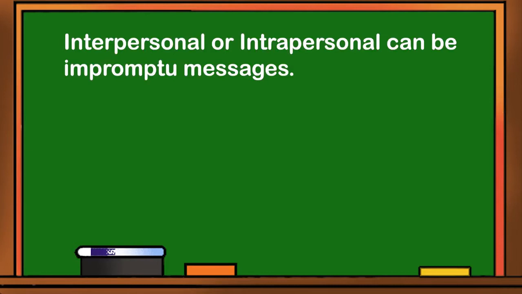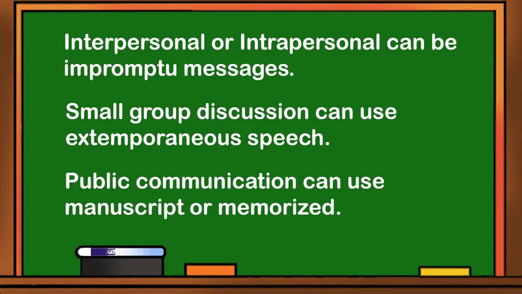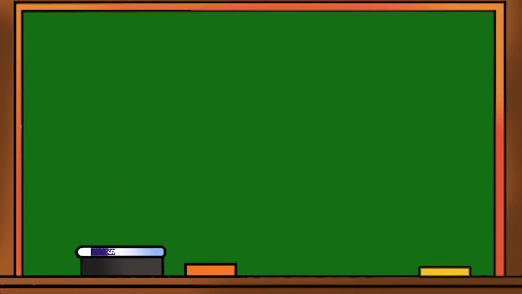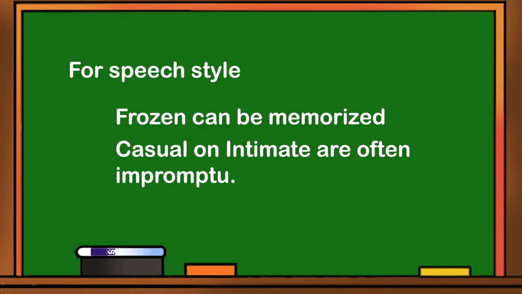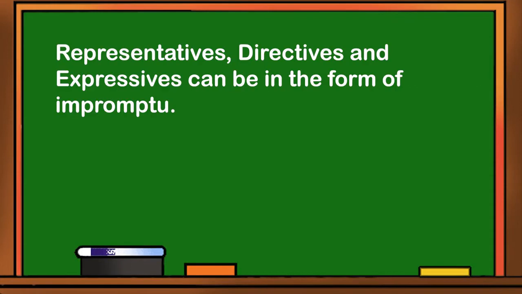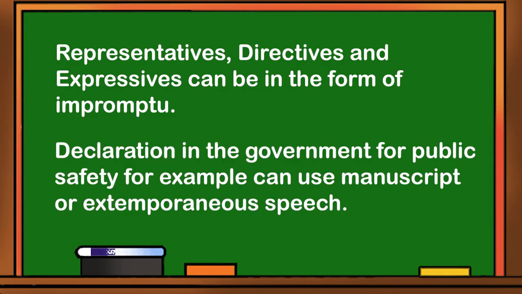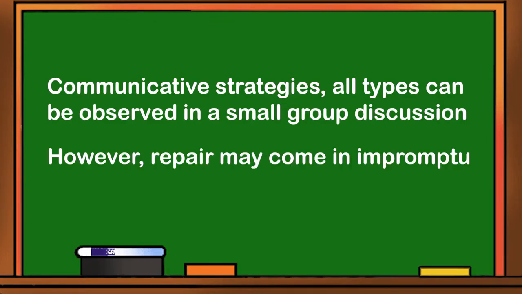Interpersonal or intrapersonal can be impromptu messages. Small group discussion can use extemporaneous speech. Also, public communication can use manuscript or memorized. For speech style, frozen can be memorized, and casual or intimate are often impromptu. How about in speech acts? Representatives, directives, and expressives can be in the form of impromptu, while declaration in the government for public safety, for example, can use manuscript or extemporaneous speech. While in communicative strategies, all types can be observed in a small group discussion. However, repair may come in impromptu.